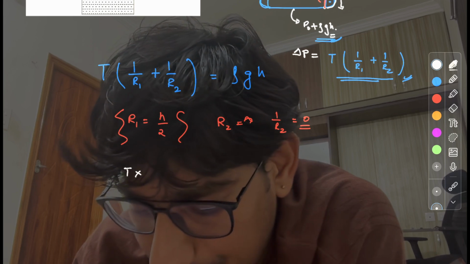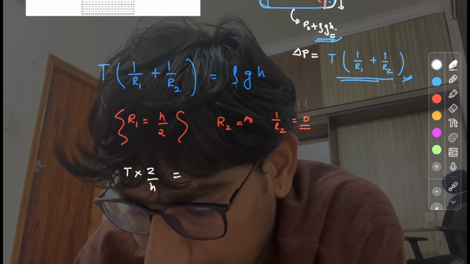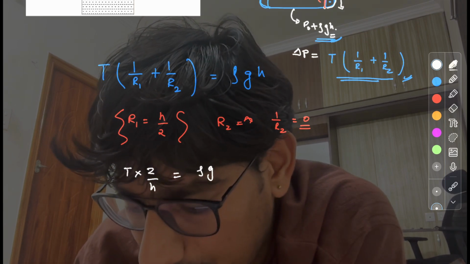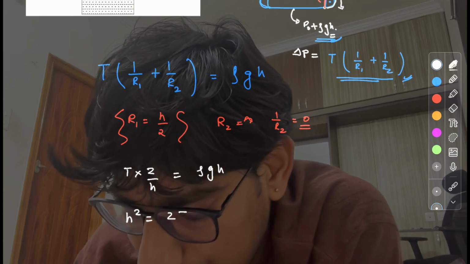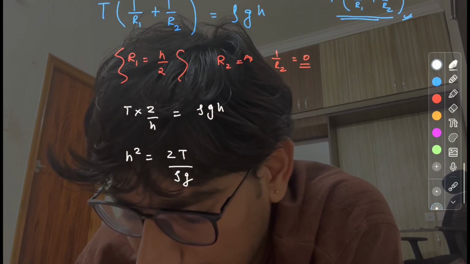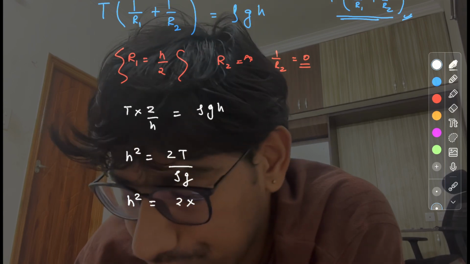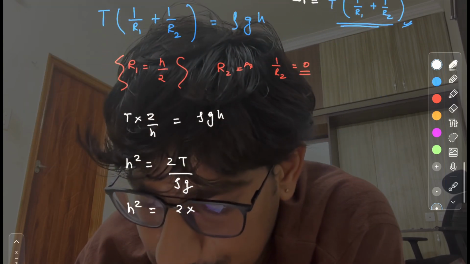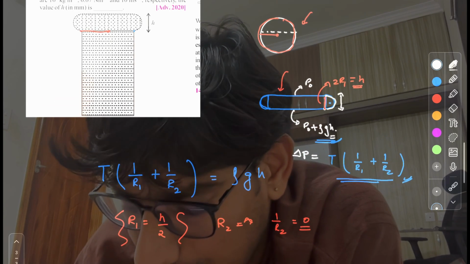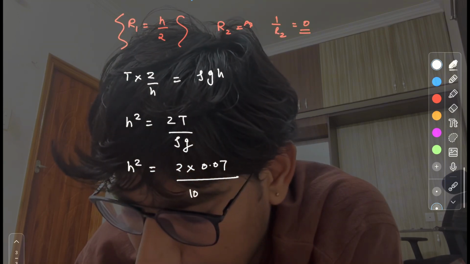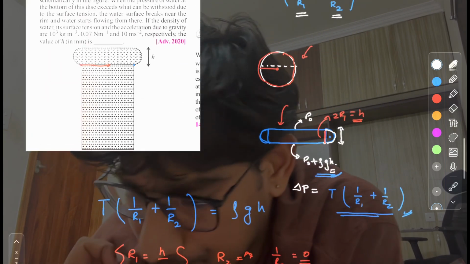So T multiplied by, instead of R1 we have h by 2, so that becomes 2 by h, equal to rho g h. So h square is going to be 2T divided by rho g, and we can just substitute the values. So h square is 2T, where T is 0.07, divided by 10 to the power 3 times 10 to the power 4. Okay, so that's the value.